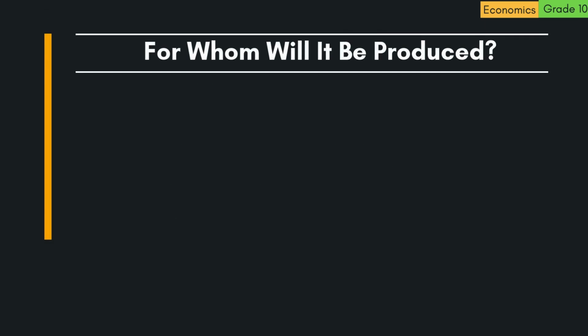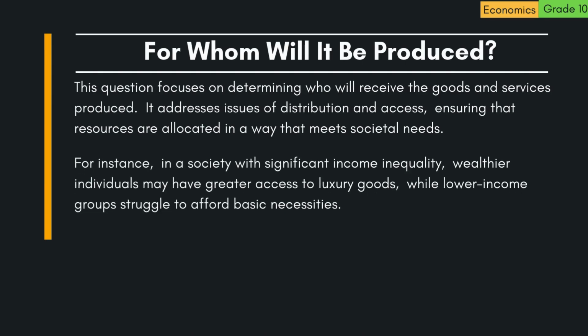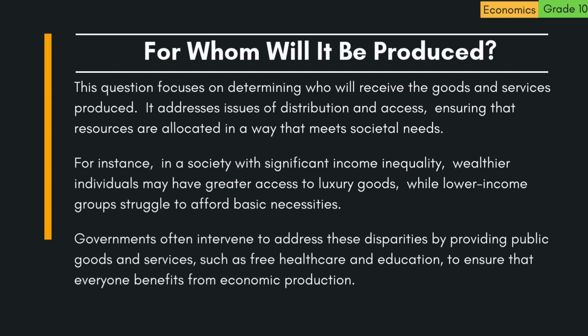3. For whom will it be produced? This question focuses on determining who will receive the goods and services produced. It addresses issues of distribution and access, ensuring that resources are allocated in a way that meets societal needs. For instance, in a society with significant income inequality, wealthier individuals may have greater access to luxury goods, while lower-income groups struggle to afford basic necessities.